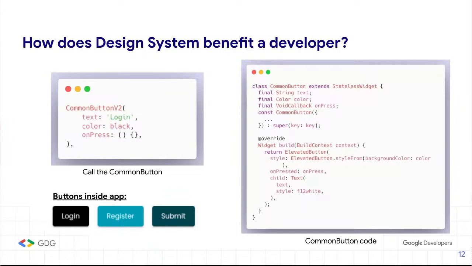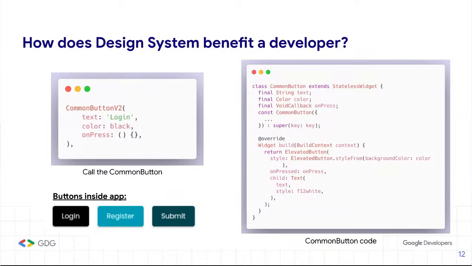So the only thing that varies is the text, the color, and the on press. And I'm using an elevated button with a style. The style is very simple. Color is going to come from the button that I'm going to call. And the text is again going to be a variable. For the first button, it's going to be login, second button register, and third button submit. On press, again, every time login is pressed, it's going to be a different functionality, register different, and submit different. Color is different, on pressed is different, and the text is different as well.